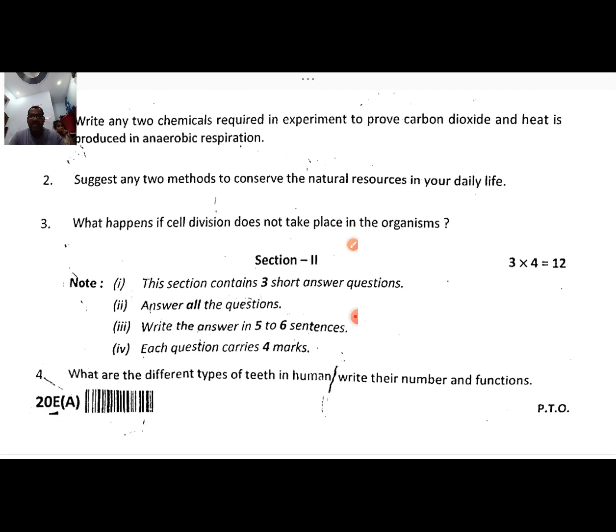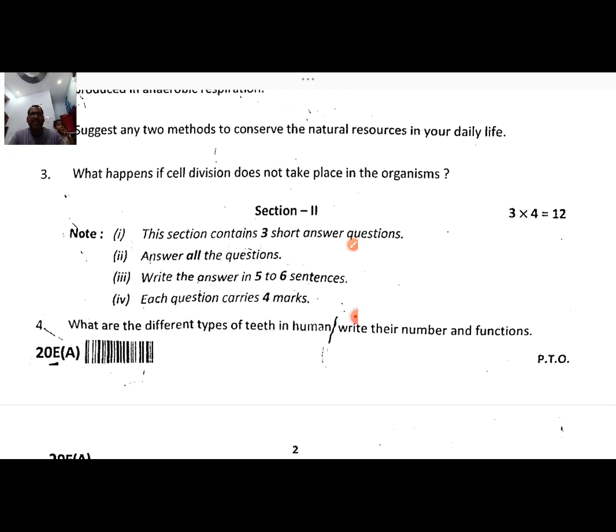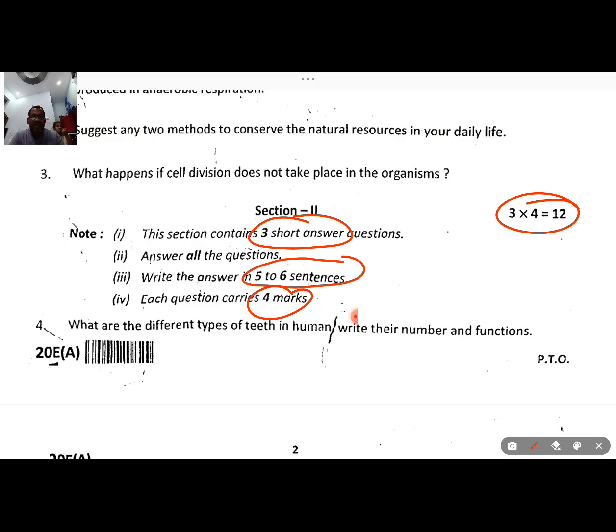Next we'll go to the second section. The second section also has 3 questions where there is no choice. Every question carries 4 marks, so 4 times 3 is 12 marks. You are supposed to write the answer in 5 to 6 sentences.